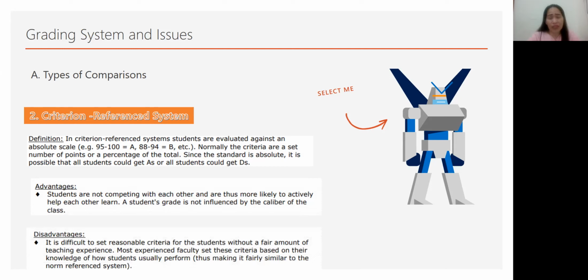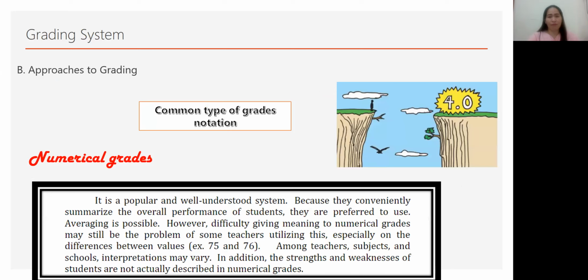What are the disadvantages? It is difficult to set reasonable criteria for the students without a fair amount of teaching experience. Most experienced faculty set these criteria based on their knowledge of how students usually perform, thus making it fairly similar to the norm reference system.